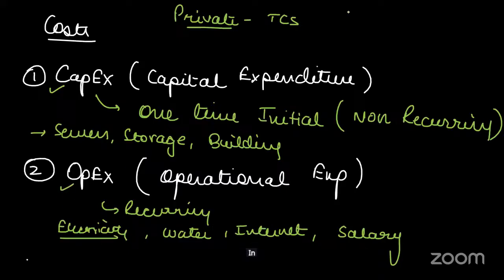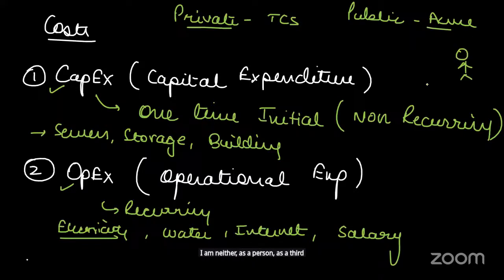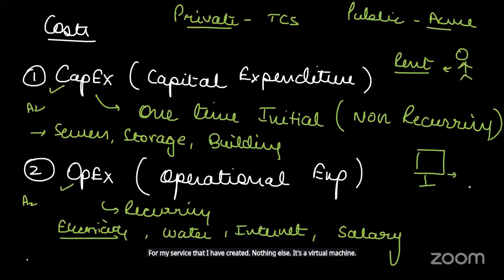In case of public, where Azure is providing the data center, I am neither as a person, as a third person who's using this data center, who's responsible to pay for CapEx? Azure. Who's responsible to pay for the OpEx? OpEx? Azure. What do I pay? I just pay the simple rent for my service that I have created. Nothing else. So it's a virtual machine. The rent could be somewhere around, let's say, 5 rupees per hour, like this. You'll find such costs also in Azure.